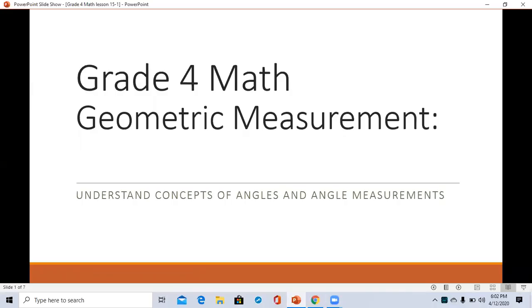Hello, grade 4s, and welcome to another great math lesson. Today, we'll be looking at geometric measurements. At the end of this lesson, you'll understand the concepts of angles and how to measure angles.